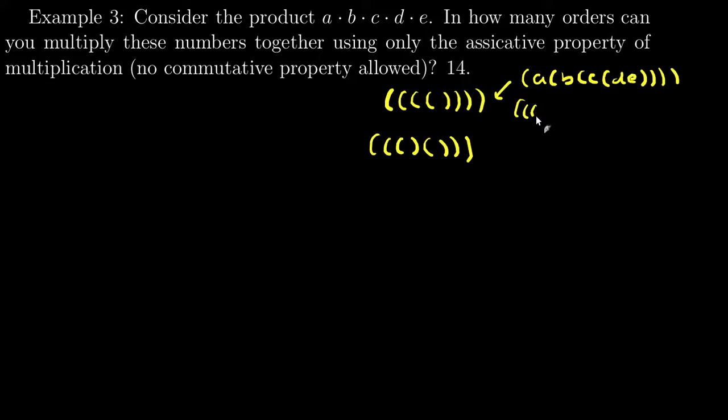Or it could mean A times B times C times D times E. Sorry, I messed up. I have an extra parentheses in there. A times B times C times D times E. And just the order of the parentheses isn't good enough. But what we are going to do is we're going to consider the open parentheses. We'll have 4 open parentheses and the first 4 variables.